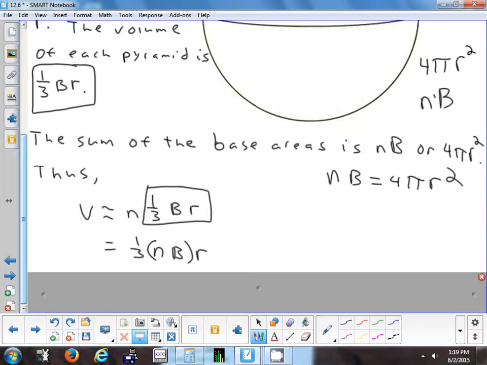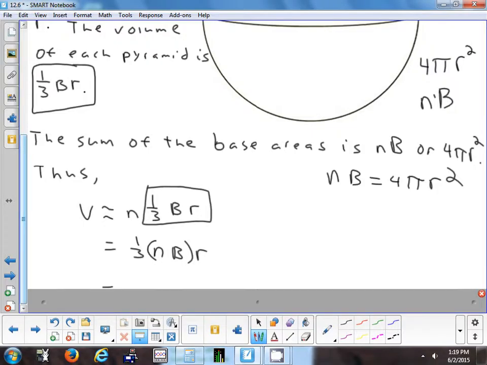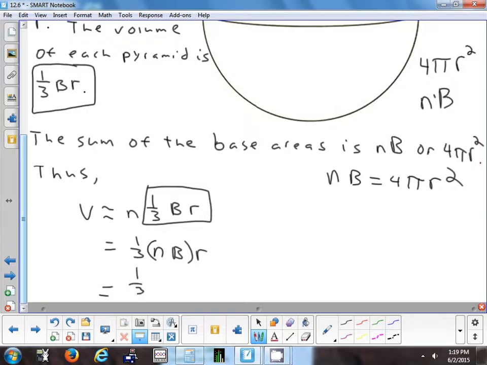Remember, we said there were two ways you could find the surface area of the sphere. You could either take the number of little squares you have times the area of each square, or we could use the surface area formula we already know. But both of these should come out the same. So what could I change n times b to? 4 pi r squared. Yeah. N times b is 4 pi r squared.